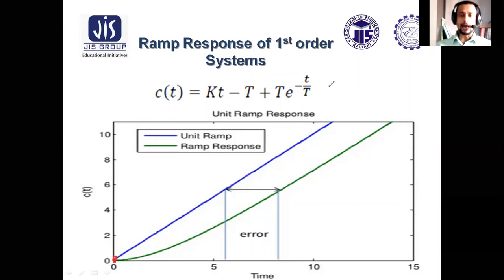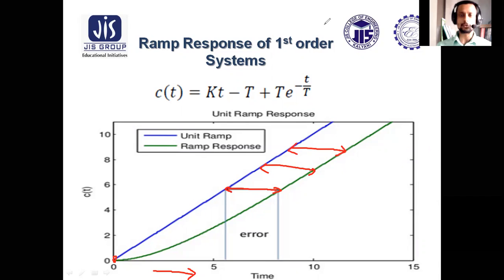Now, as time is increasing, see this gap. What is this gap?